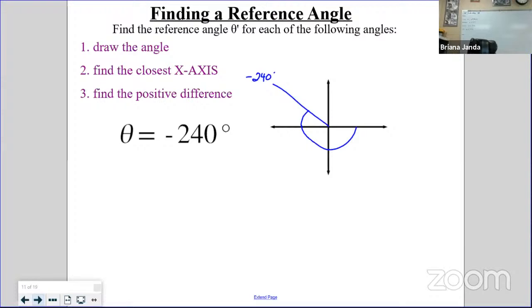Blur our eyes a little bit. Don't get so hung up on the whole positive negative thing. Again, my closest x-axis is here, which is 180 degrees. And again, don't get hung up on the whole positive negative thing. What is this difference here? 60, right? And everything is positive in the world of reference angles. And so we're just going to say that our reference angle is 60 degrees. That is how far you are from the closest x-axis. Questions?